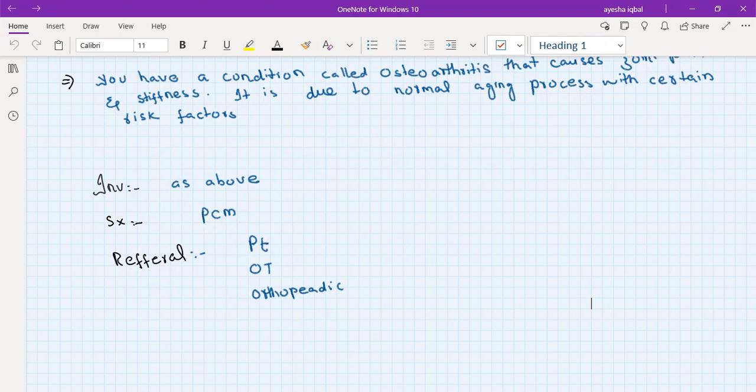So that was all about joint pain, and all the differentials and all the different types of management. And in the next video I will cover muscle pain, okay, and all the differentials and management of muscle pain, and that will essentially cover your rheumatology for PLAB 2.